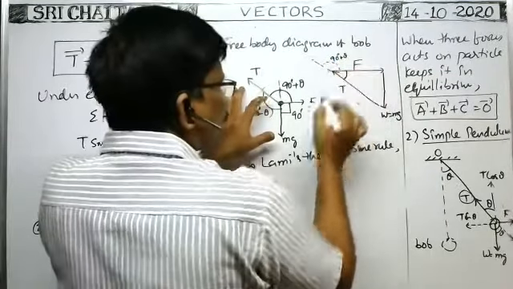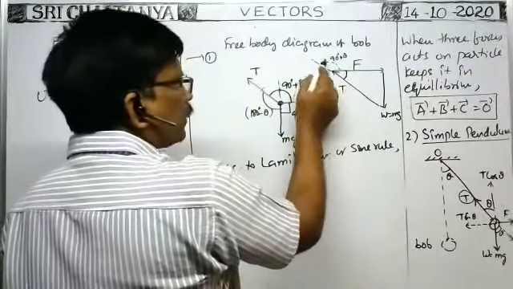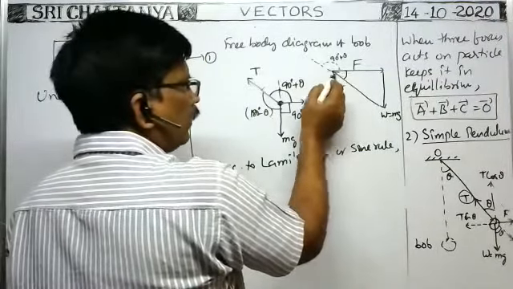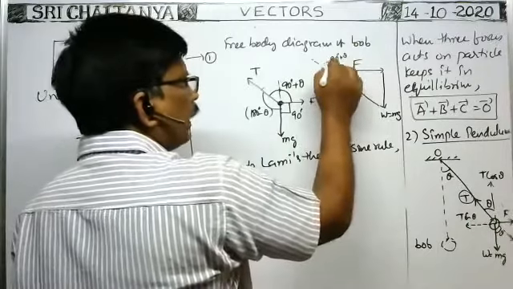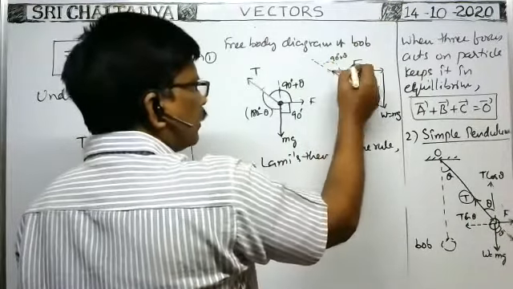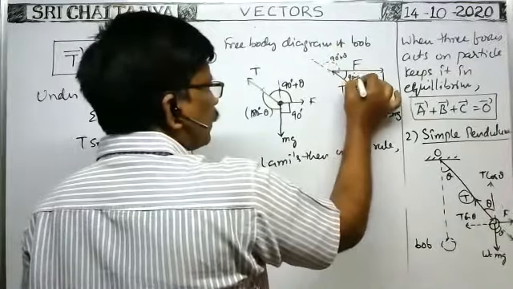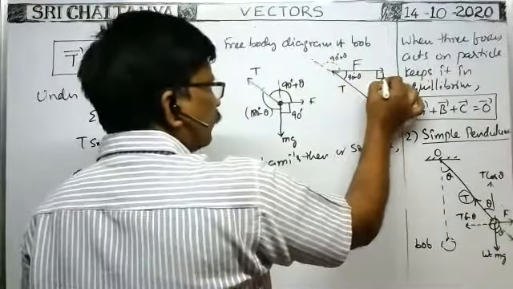Then what about this angle? If it is 90 plus theta, what about this angle? It is totally 180. From 180, subtract this one. 180 minus of 90 plus theta means 90 minus theta, no? So it is 90 minus theta. Of course, it is 90.